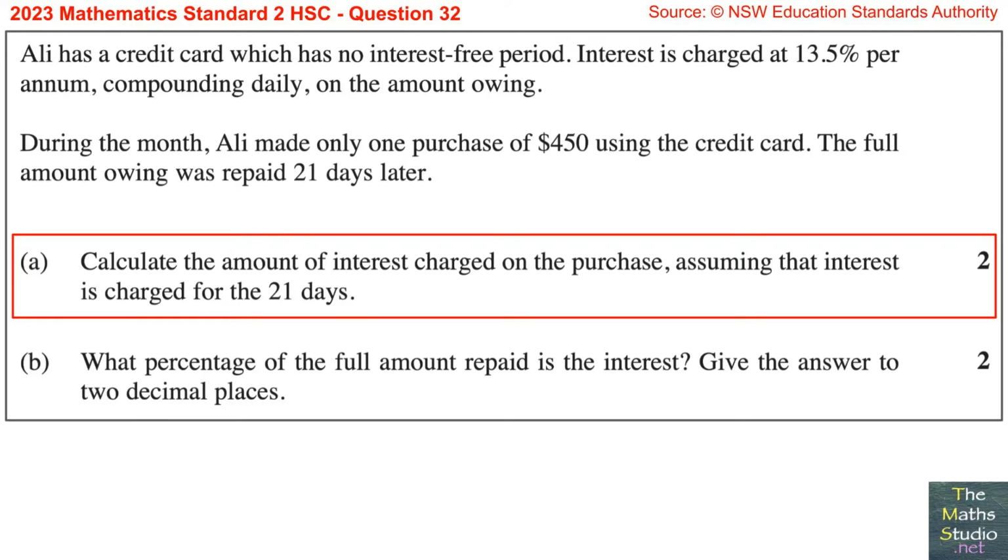Question 32. Ali has a credit card which has no interest-free period. Interest is charged at 13.5% per annum, compounding daily on the amount owing. During the month, Ali made only one purchase of $450 using the credit card. The full amount owing was repaid 21 days later.